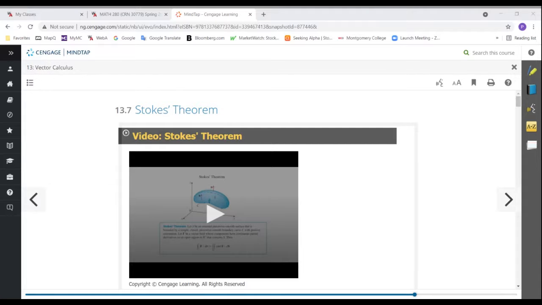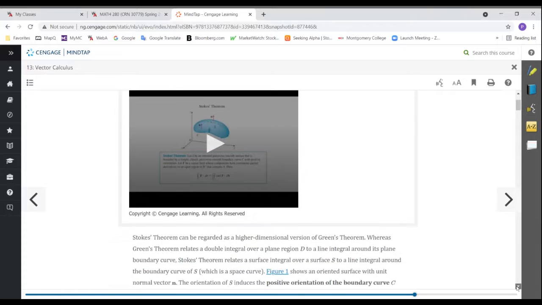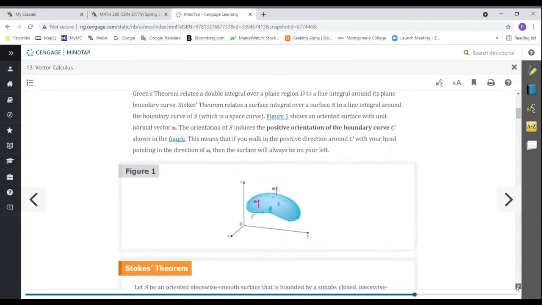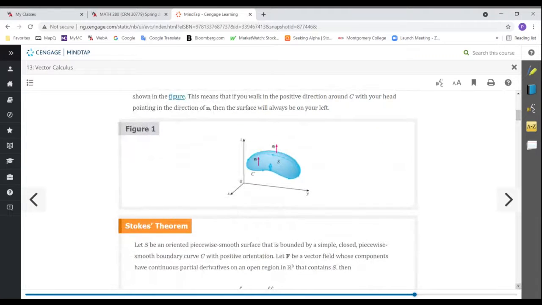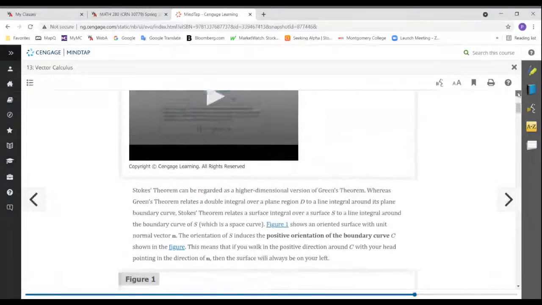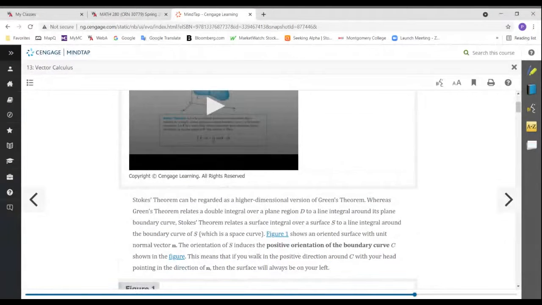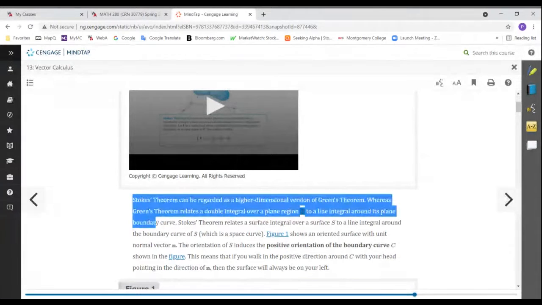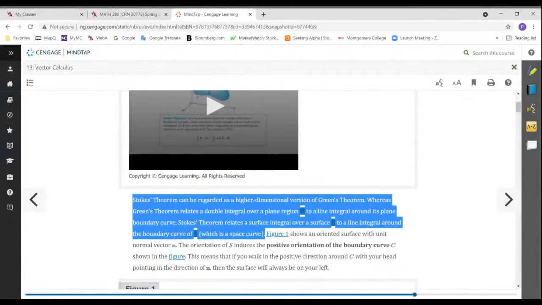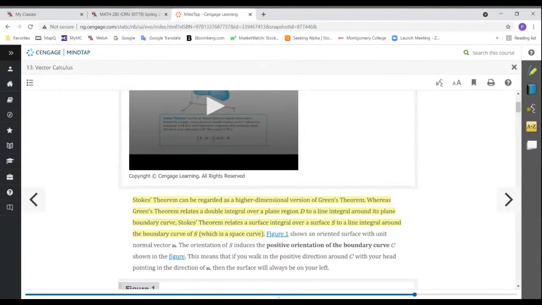So given that situation, we have here in Figure 1 a picture of that. And actually they mentioned it right here in the beginning. I'll highlight it because it's nice to have that there.